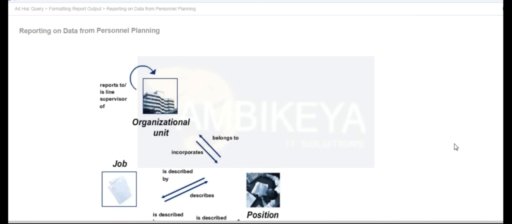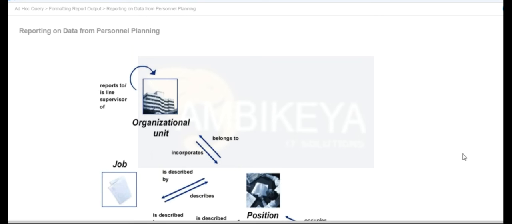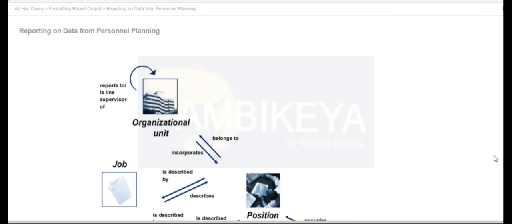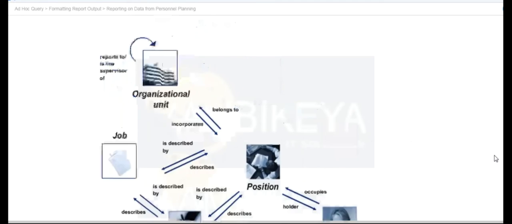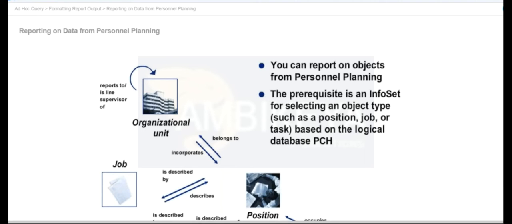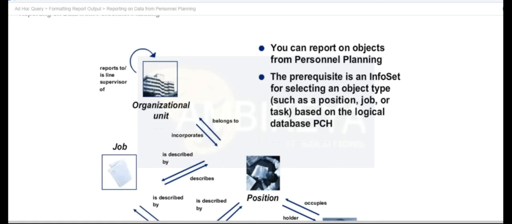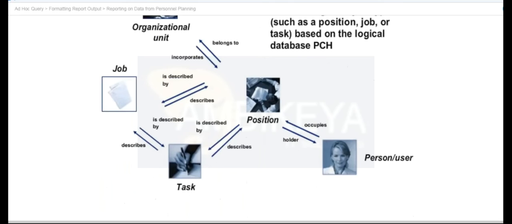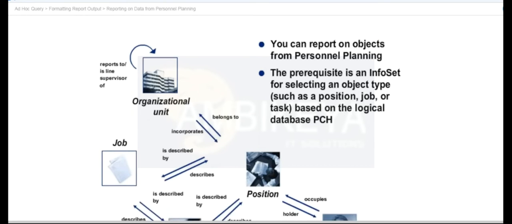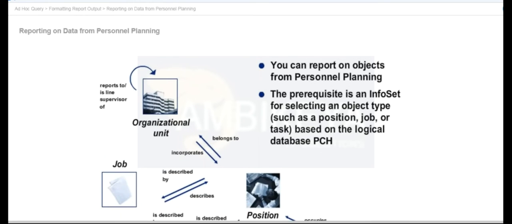In earlier releases, you could only use Ad Hoc Query to select sets of persons. You could output any data from personnel administration for the selected persons, as well as data from info types of related personnel planning objects. You could not use personnel planning data to make selections. With the use of an info set specially created for selecting a specific object type, such as courses based on PCH, you can now select personnel planning objects and report on related objects.